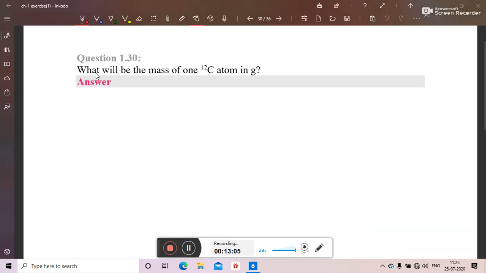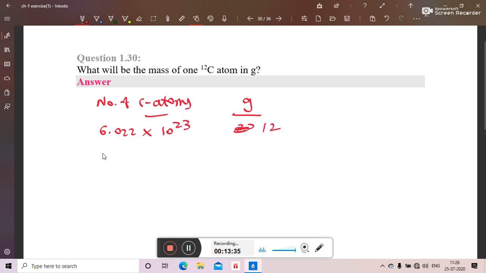Now question number 30 is, what will be the mass of one carbon 12 atom in gram? So here we will write the number of carbon atoms on the left hand side, and on the right hand side we will write mass in terms of gram. If we have 1 mole of carbon atoms, that is 6.022 into 10 raised to 23 carbon atoms, then its mass is 12 gram. Okay, so for 1 mole of carbon atoms, mass is 12 gram.